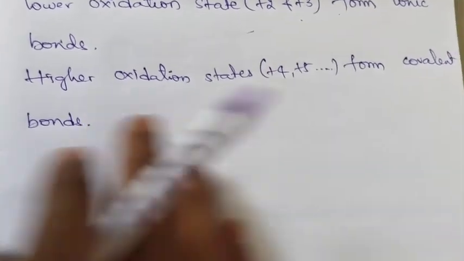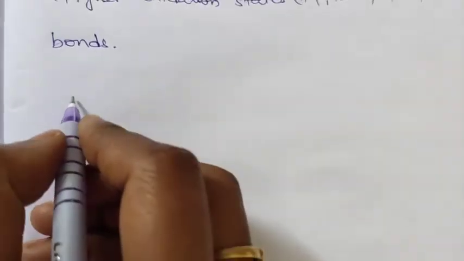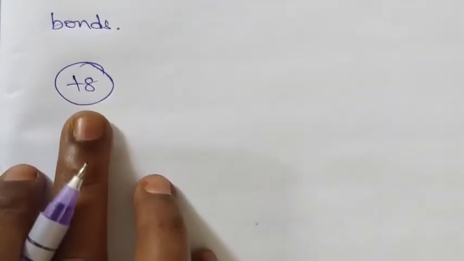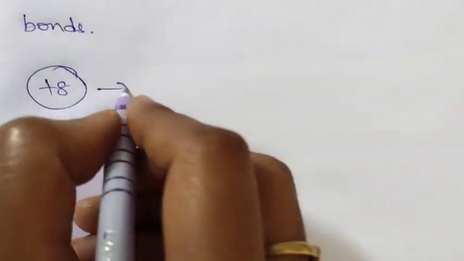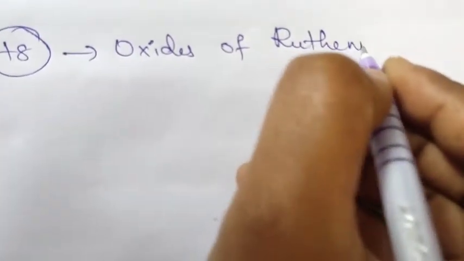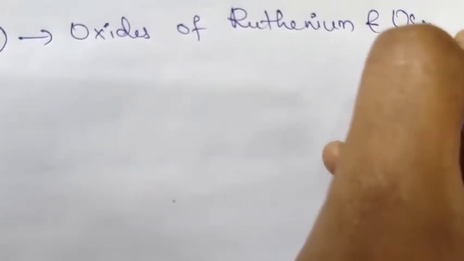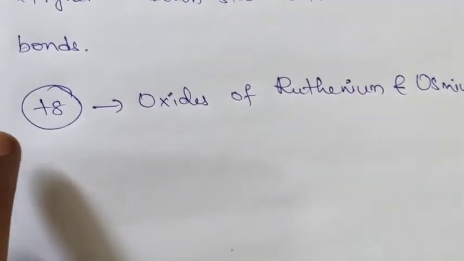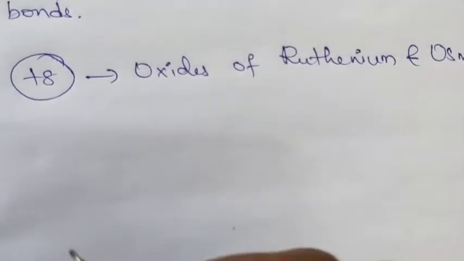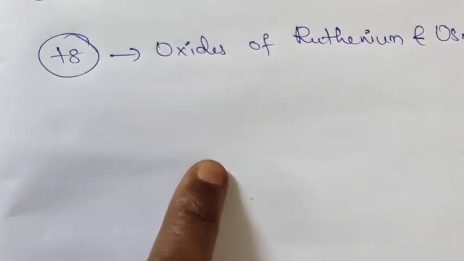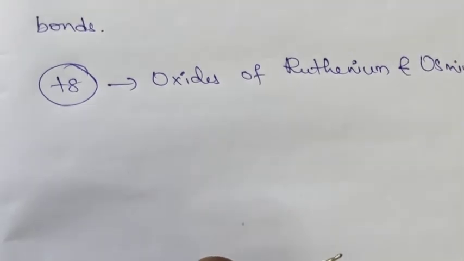And in total in the D block elements, some elements show plus 8 as the highest oxidation state. This is exhibited by the oxides of ruthenium and osmium. These show the highest oxidation state, that is plus 8. And one more thing, the oxidation states of transition metals differ by only 1 unit. This is about the variable oxidation states of D block elements.